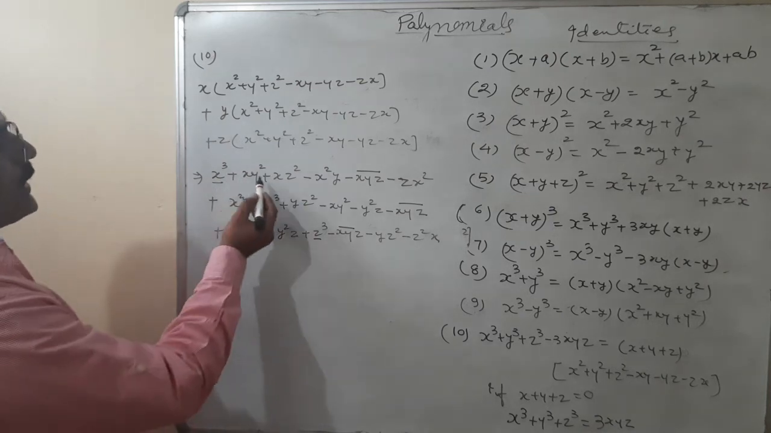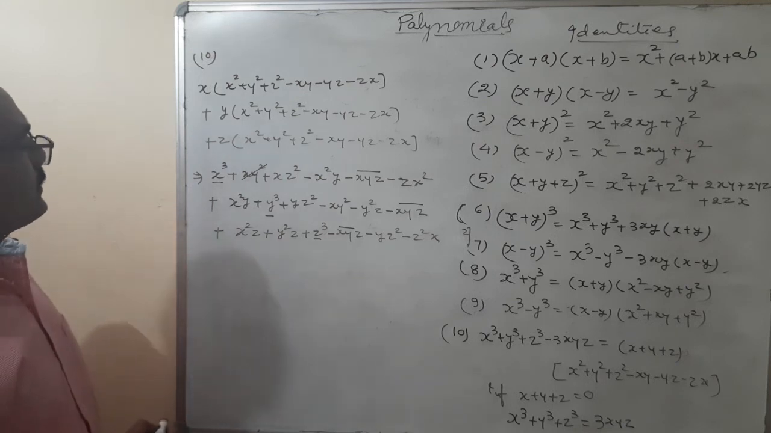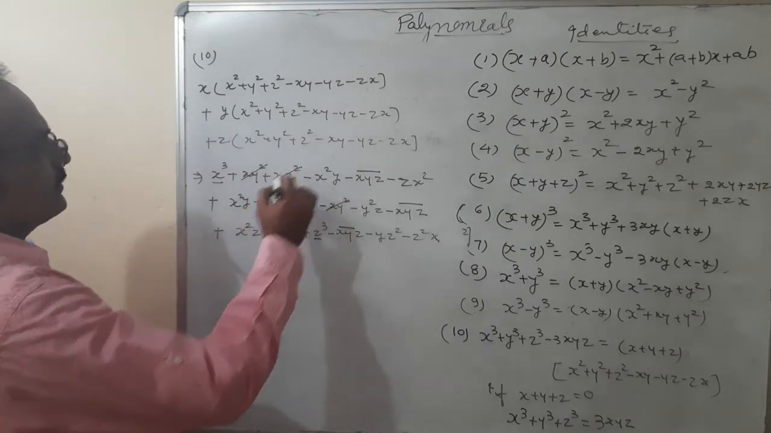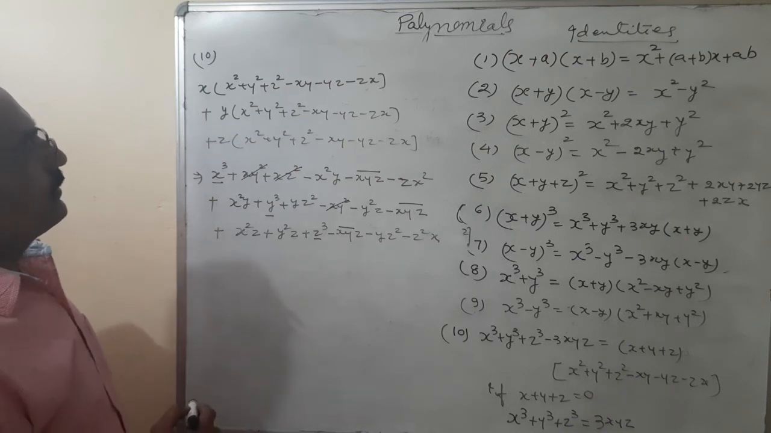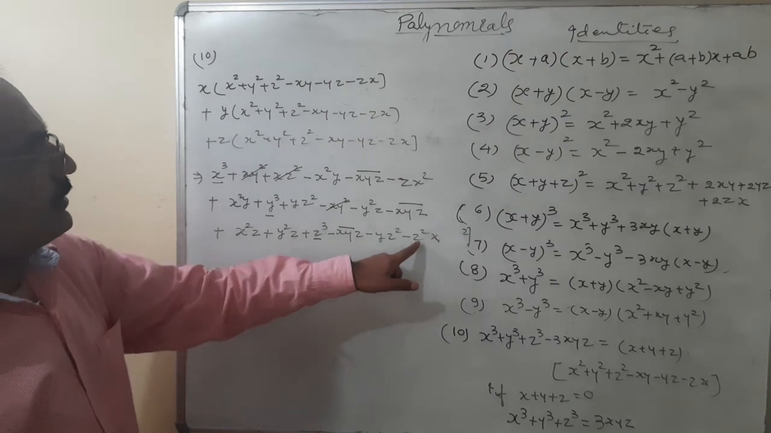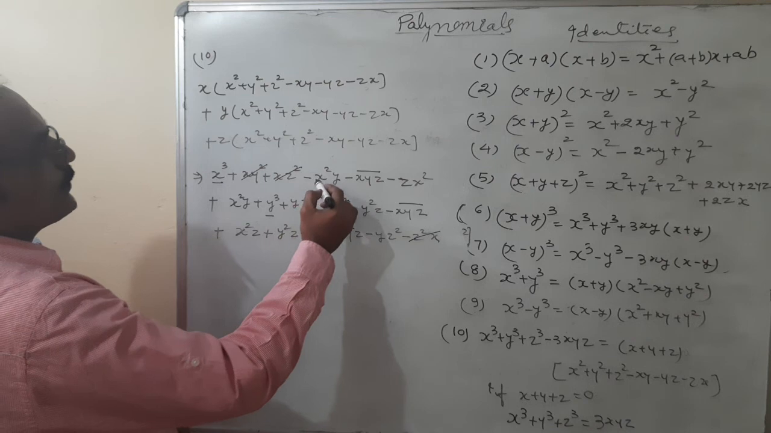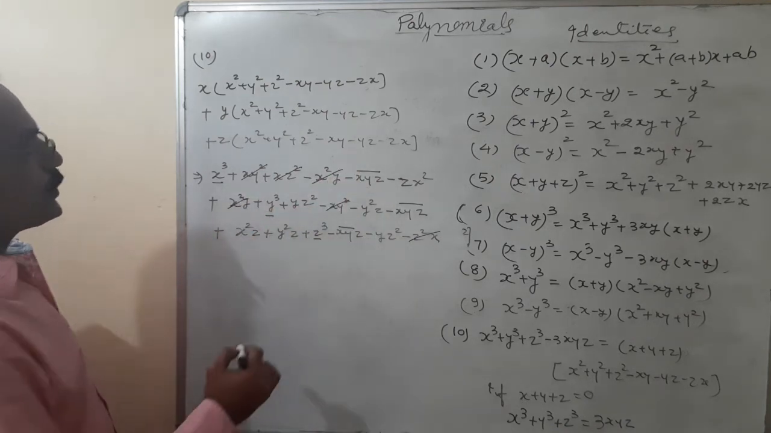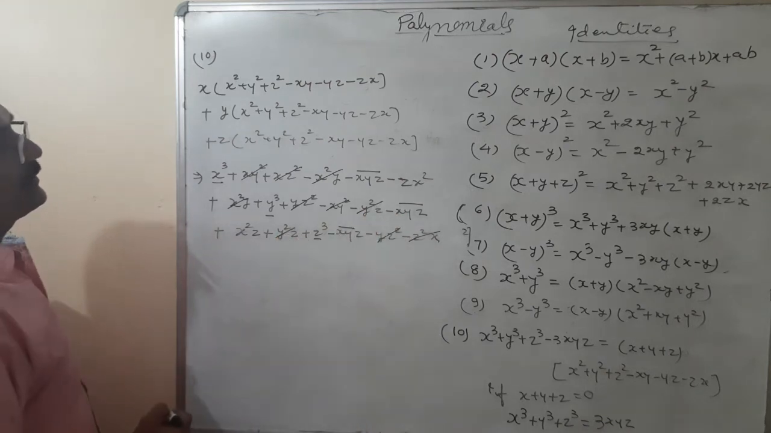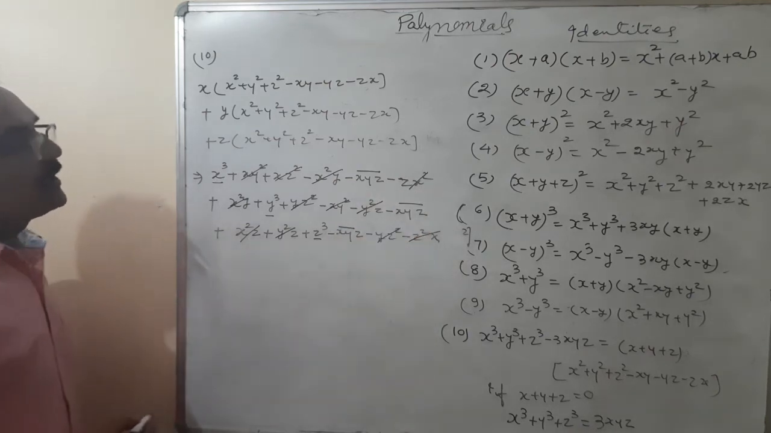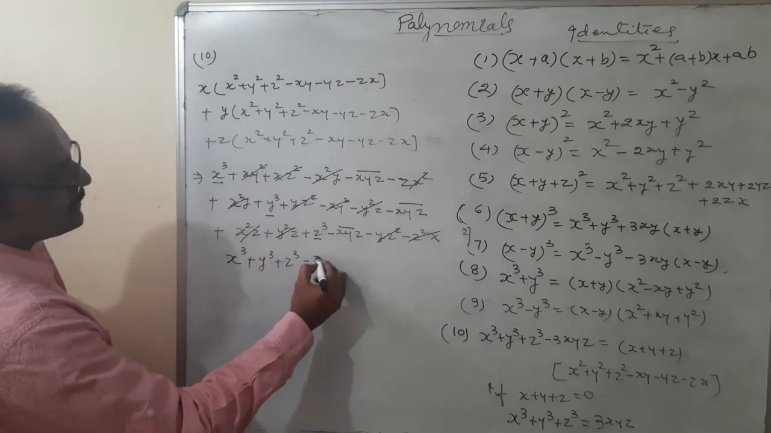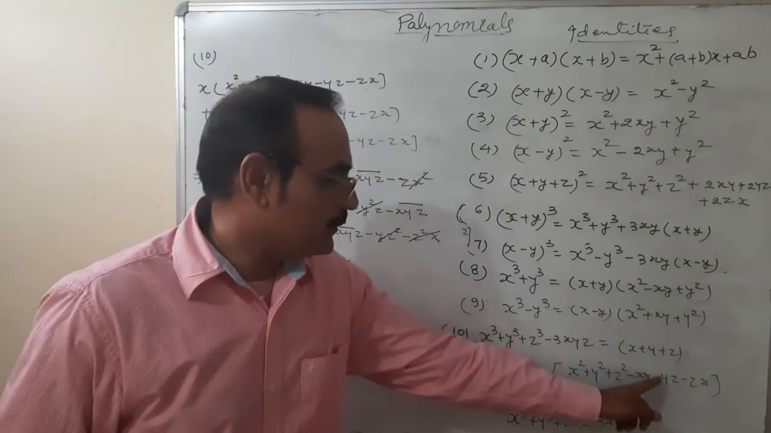How will they cancel? xy square with plus and xy square with minus. xz square with plus and xz square with minus. Cancel. Minus x square y plus x square y, plus yz square minus yz square, minus y square z plus y square z, and x square z with plus, x square z with minus. So you can see all the terms cancelled except x cube plus y cube plus z cube minus 3xyz. So when you multiply these two brackets, you are getting this result.